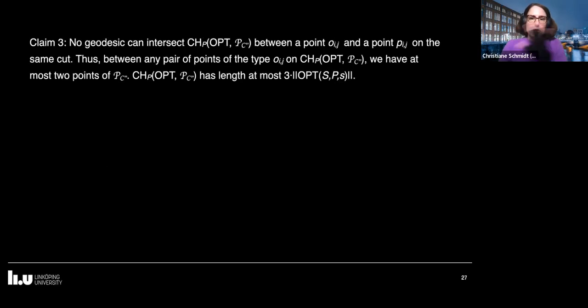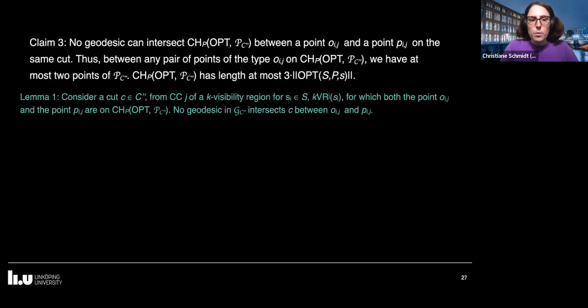And so, as I said, I'm going to ignore claim 2 for now. What I try to show is that this relative convex hull has length at most 3 times the opt, so we can somehow alter the opt to go via our candidate points. And so we start with the first statement, that between a point the optimum visits and a point of our candidates, there can't be a geodesic that intersects that.